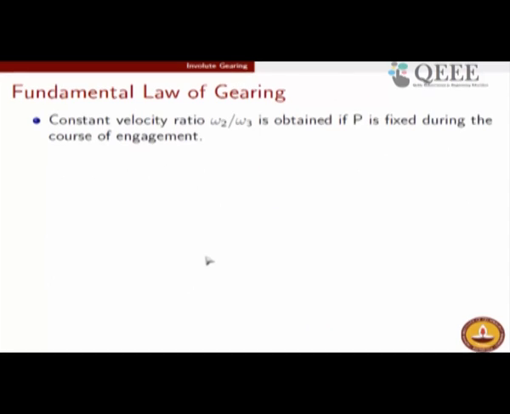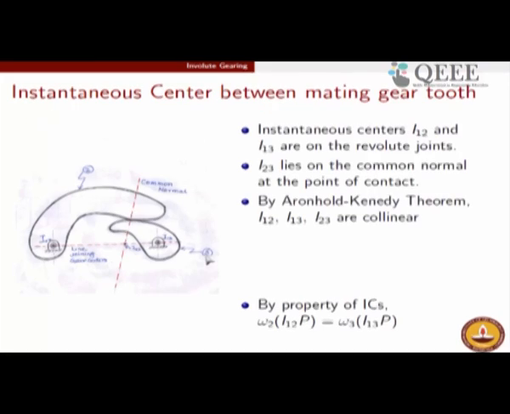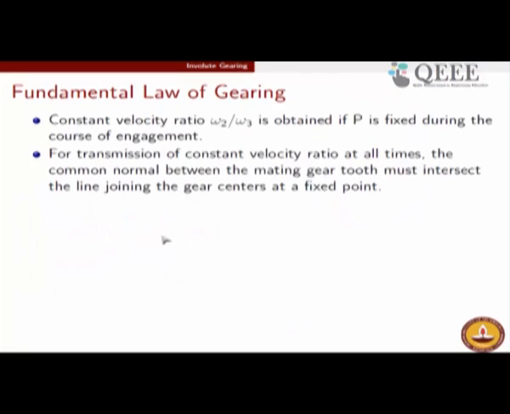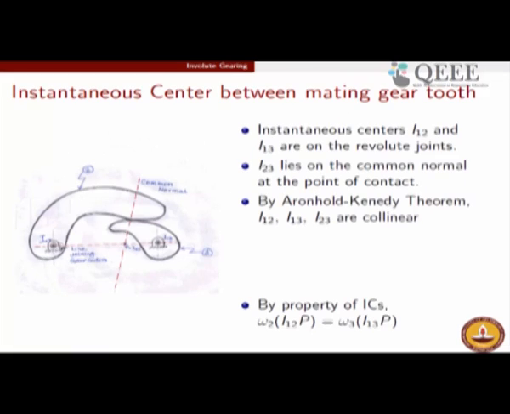The fundamental law of gearing states that the velocity ratio between these two gears will be fixed if and only if the pitch point, or this point P, which is basically called the pitch point, is fixed. So, that is where we are coming at. For transmission of constant velocity ratio at all times, the common normal between the mating gear teeth must intersect the line joining the gear centers at a fixed point. This is exactly what we have proved. The line joining the gear centers is this red line, and the common normal is this one. The intersection between these lines is the instantaneous center between these two moving bodies.